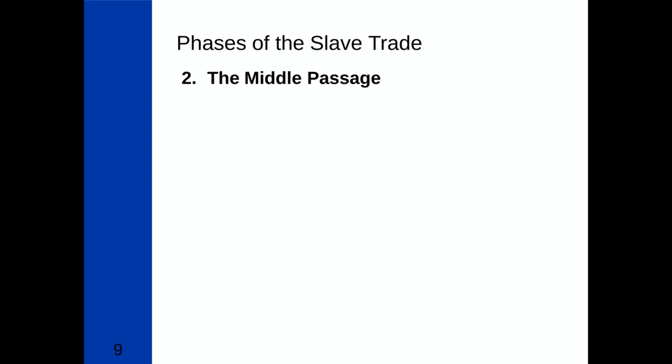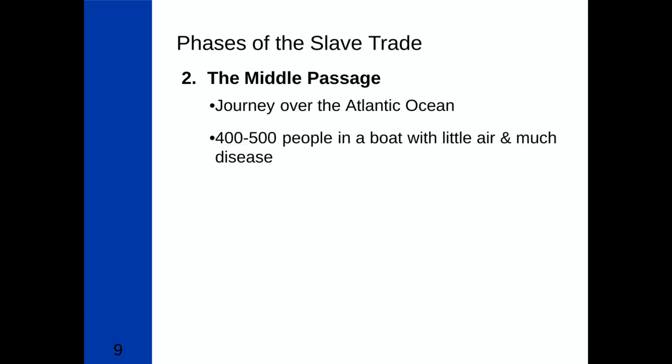The second phase of the slave trade was the Middle Passage. The Middle Passage, again, is the journey over the Atlantic Ocean. 400 to 500 people were crowded in a boat with little air and a lot of disease that went on. Most of them did not survive. They would lose a good many of them crossing the Atlantic Ocean.